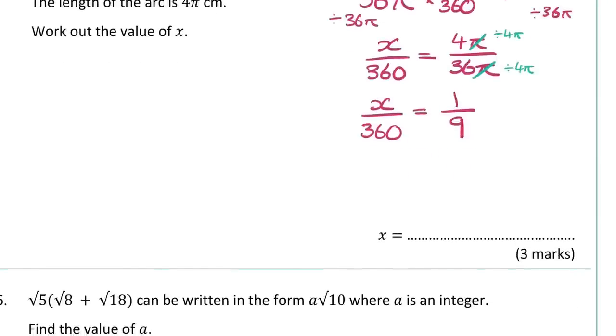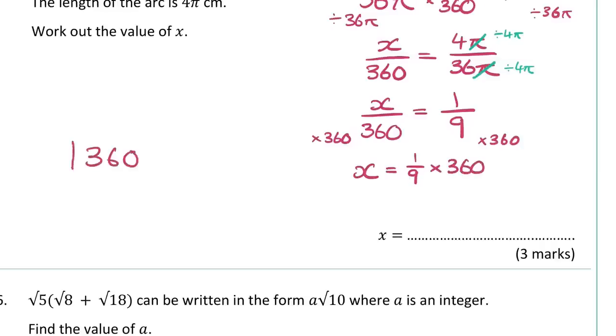We're almost there. We just need to multiply by 360. Multiplying by 360 gives us x is equal to 1/9 times 360, which is 1/9 of 360. So I can, to the side now, just do 360 divided by 9. 9 goes into 36 4 times with our 0. So x is equal to 40. And there we go, the angle must be 40 degrees.